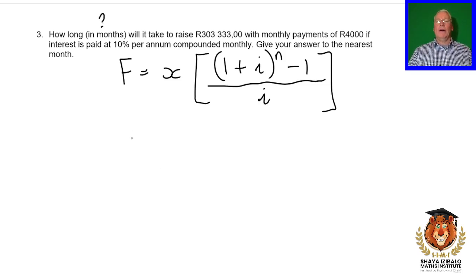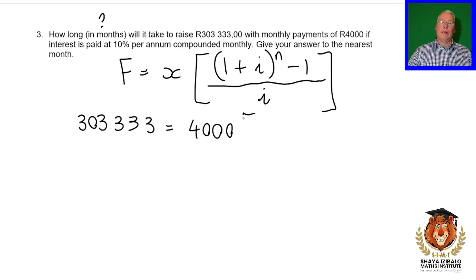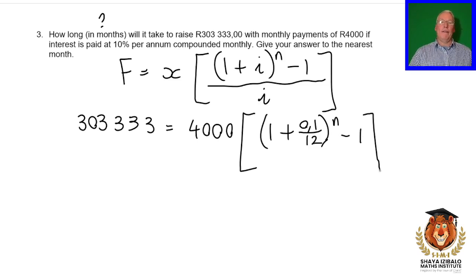What is N? Okay, so we know that we want the future value of all these payments to be 303,333. The payments themselves are 4,000 Rand. Okay, and our interest rate is 10%, but remember that's 10% per annum, so we need to divide that, 0.1, by 12, and then raise to the power n. Remember, n is not years, n is the number of payments or the number of months. Okay, and then on the bottom, we've got 0.1 over 12.